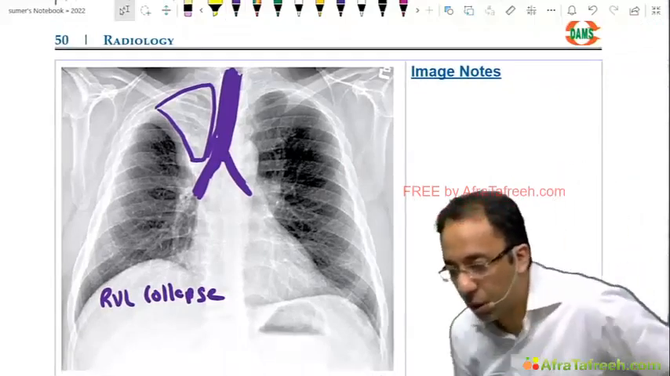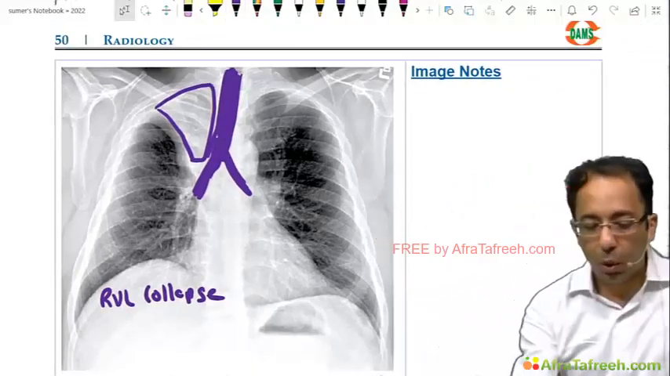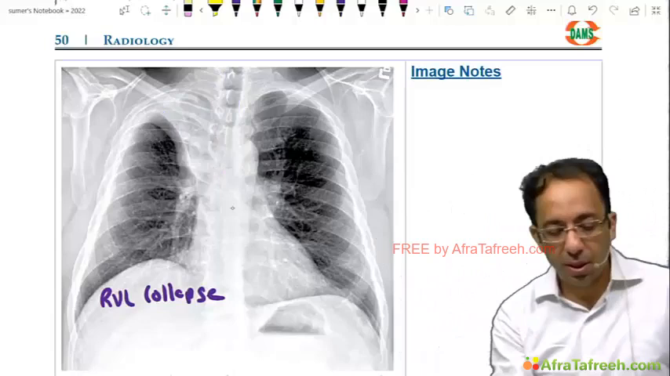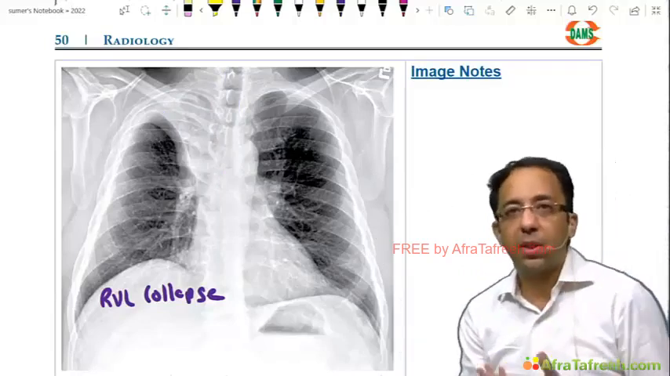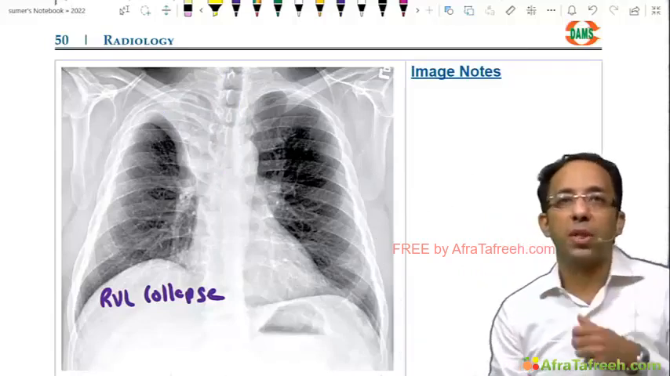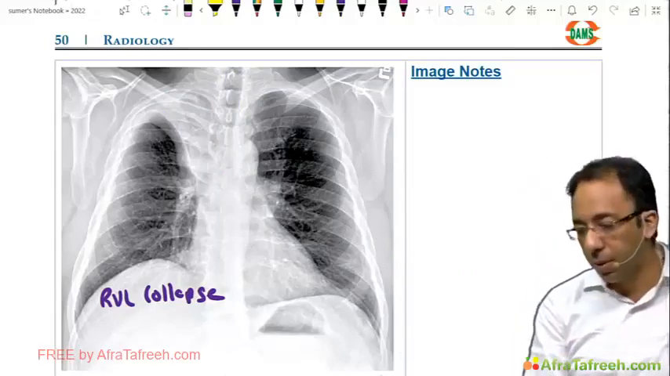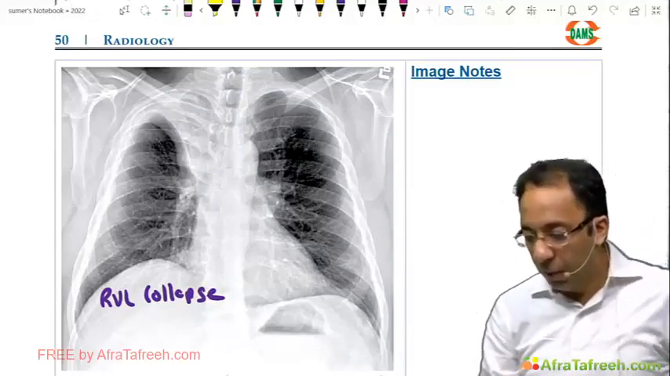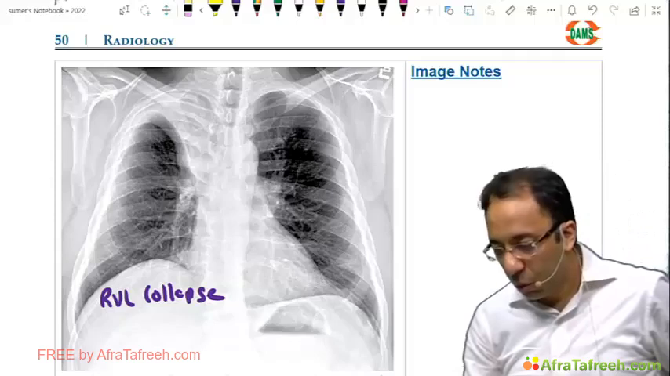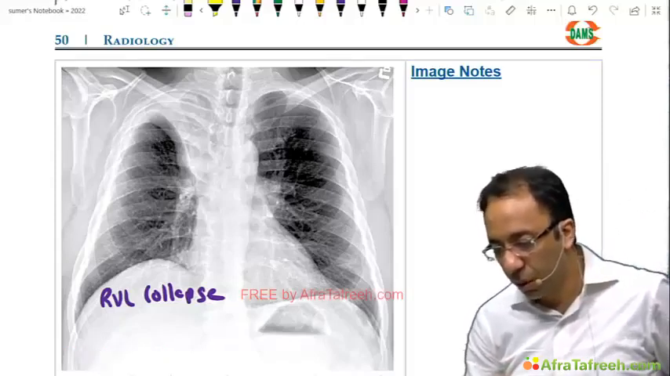This is an X-ray showing you right upper lobe collapse. A triangular opacity in the right upper side with trachea pulled towards it. This is a right upper lobe collapse. Everybody understands, and I see most of you are able to answer it correctly also. Kriti, Megha, Priyal, everybody is able to do it.